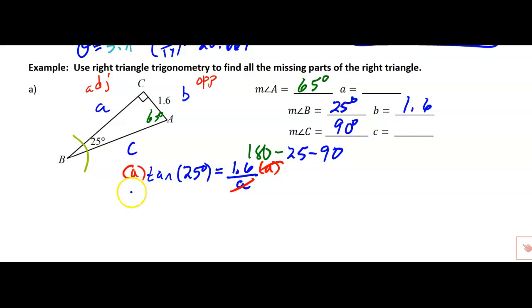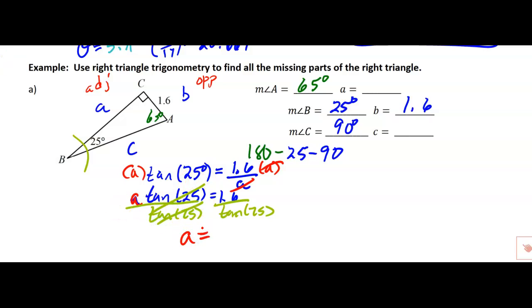A tangent of 25 equals 1.6. Divide by the tangent of 25, because that's gone, that's 1. So then A equals, what does it equal? 1.6 divided by tangent of 25. 3.4312.